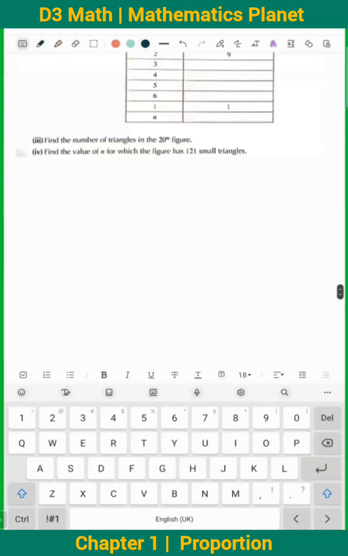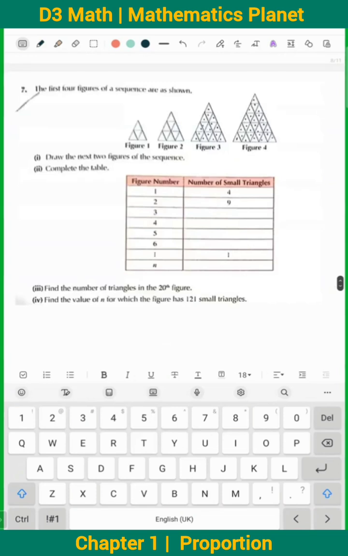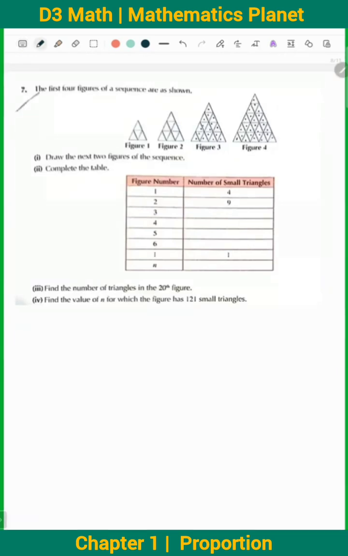Okay, so the next question is, the first 4 figures of the sequences are shown. So 1, 2, 3, 4 figures are shown. Draw the next 2 figures of the sequence. Can you people draw? Okay.